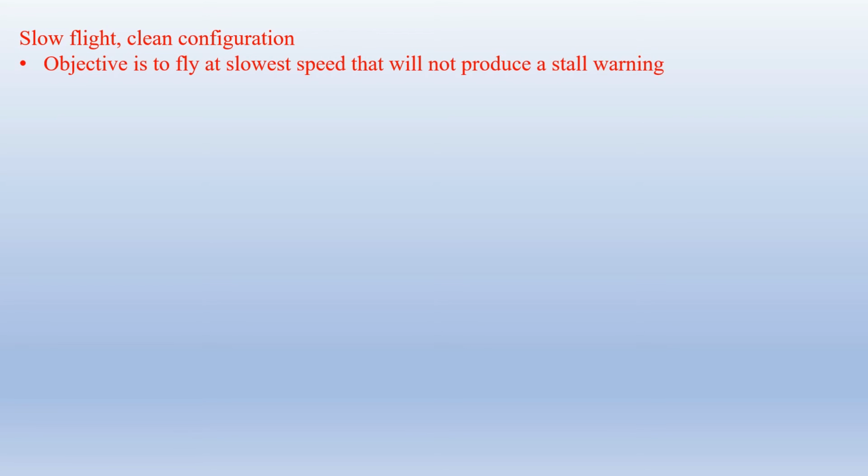Another way that the FAA can choose to see slow flight is in the clean configuration, which is a little bit different. So you're flying at that slow speed without the flaps down, with your flaps up. Again, the objective is to fly at the slowest speed that's not going to produce a stall warning. In the 152 for flaps up, we're going to target 45 knots. The stall warning actually comes on sometime around 42 knots, at least it has been for me. So we're giving ourselves a little bit of a buffer from that speed.